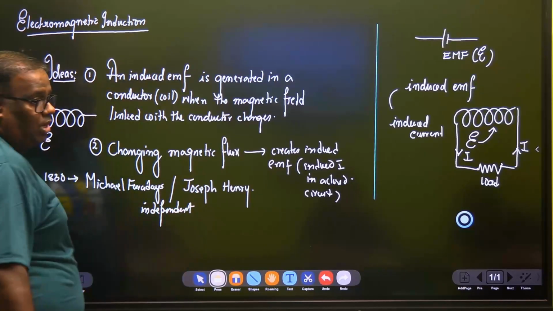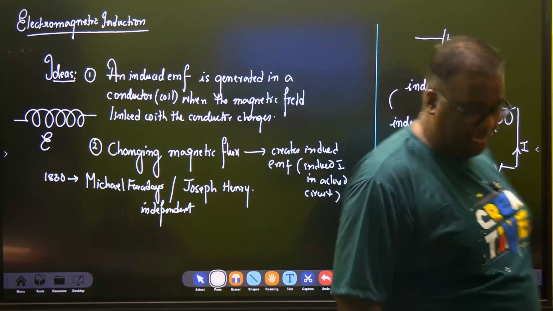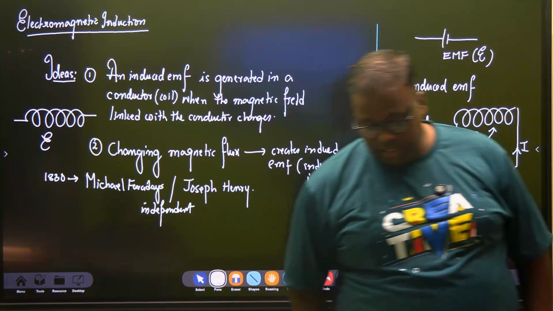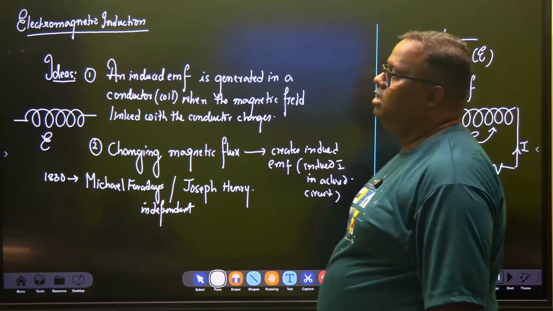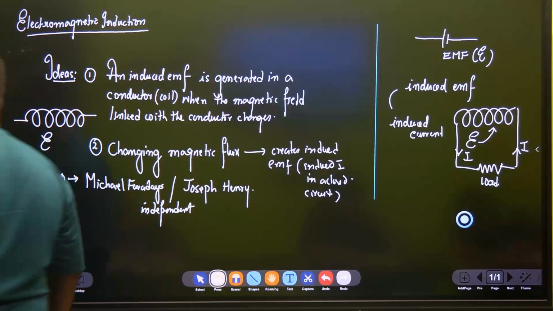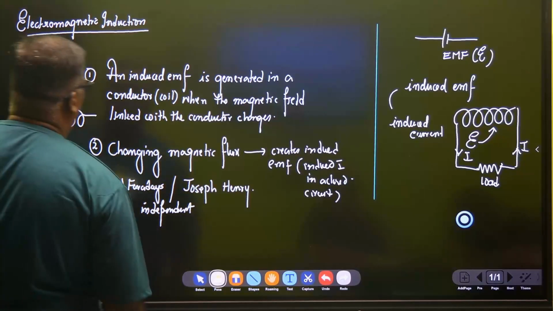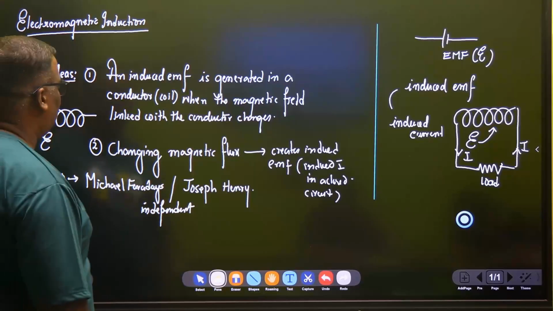None is related to one another, whereas more of the attributions are with Michael Faraday. A changing magnetic flux can create an induced EMF, and that induced EMF can make an induced current run in a closed circuit. The idea of this chapter is to learn about this induced EMF, which gets generated in a conductor or coil when the magnetic field linked with the coil changes.